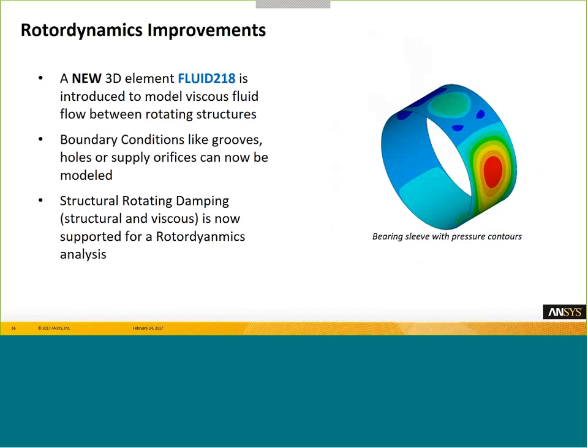On the topic of bearings, so this is a bearing sleeve we're looking at here. We've a new element added. So this is a new 3D element, fluid 218. And this allows us to model the fluid between rotating structures. So if we look at a bearing supported by a fluid, between the two surfaces, we can model the fluid flow between these two pieces to give us a better representation of what's going on there. So this makes a big impact on things like rotational damping. So what happens when we're spinning it up, what does the bearing do to our dynamic response? And this allows us to actually carry on and take it all the way through to a rotordynamics analysis as well.